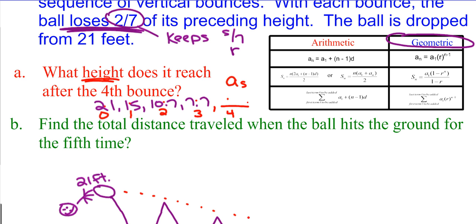I'm going to come and do this right over here. A5, so this is for letter A. It says, what's the height it reaches after the fifth bounce? We're not looking for the sum of all the heights. We're just looking for the fifth bounce.